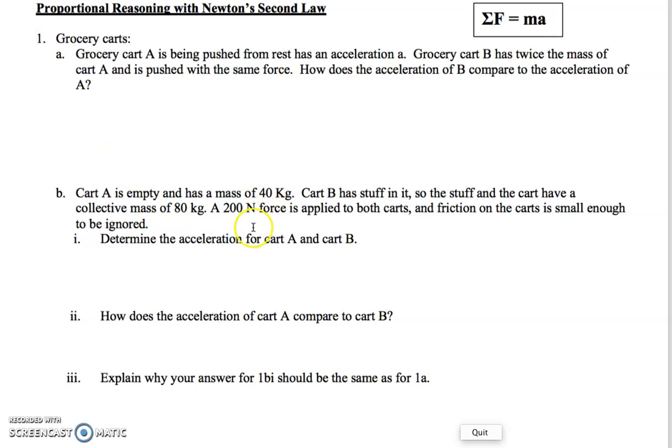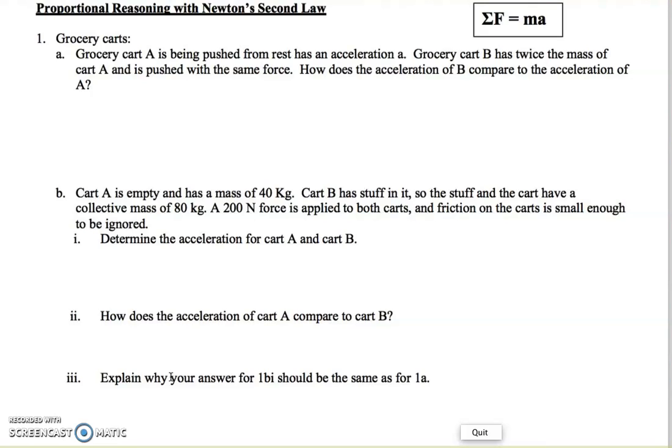All right, IB Physics. This is a quick walkthrough of problem number 1 on our proportional reasoning assignment, to help you think through how to do this proportional reasoning thing. There are a lot of different ways you can approach proportional reasoning, so I'm going to go over a couple of ways that I like to think about it, and you can think about what makes the most sense to you.